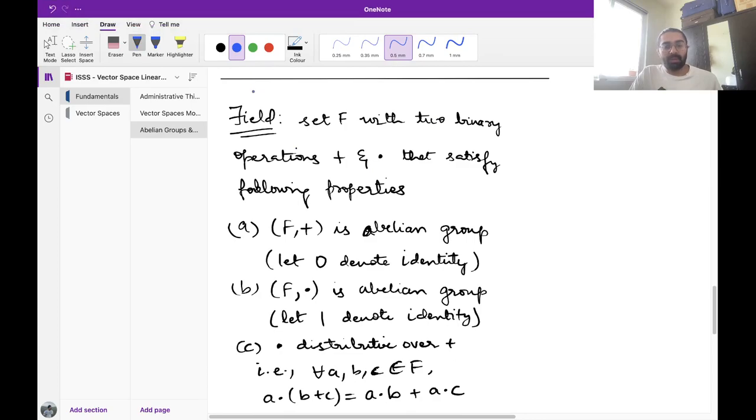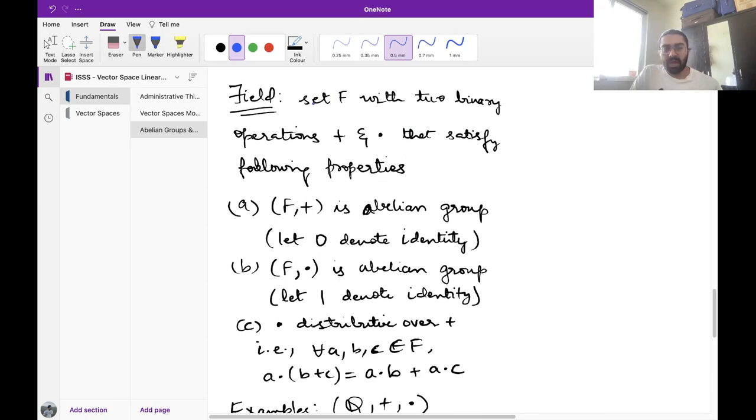So now we'll go to one more idea called fields. In fields, the idea is that, similarly, I have a set F, but here I'm dealing with two binary operations, and I name them plus and dot. They satisfy the following properties. Let's say F and plus have to be an abelian group. We just now did what an abelian group is, right? So this operation plus with this F has to be an abelian group. F and dot also has to be an abelian group. These are the first two conditions.